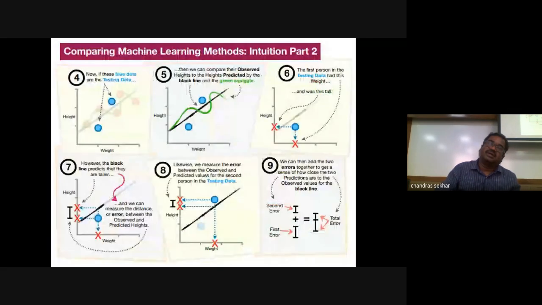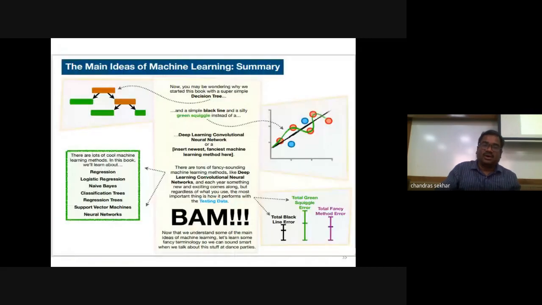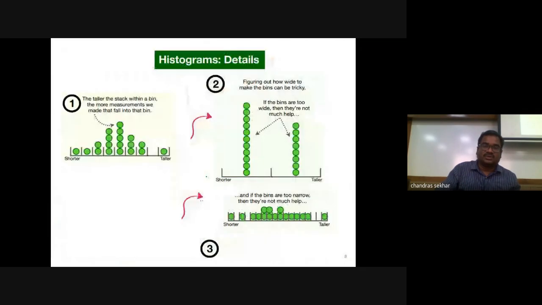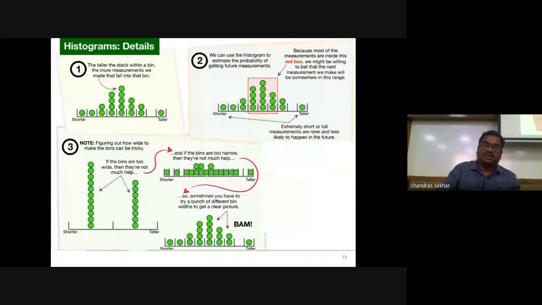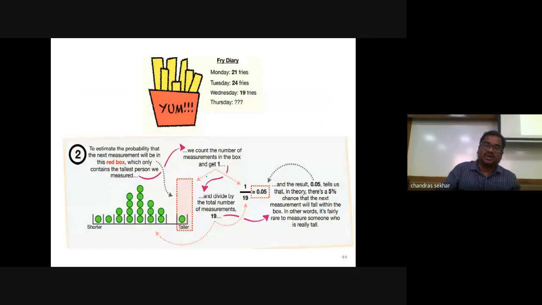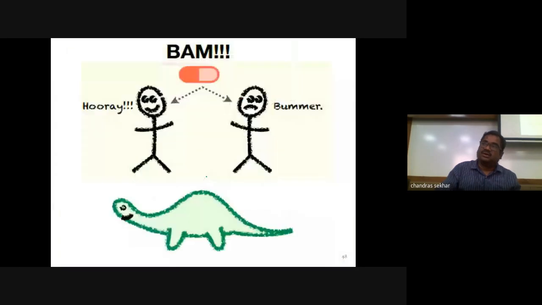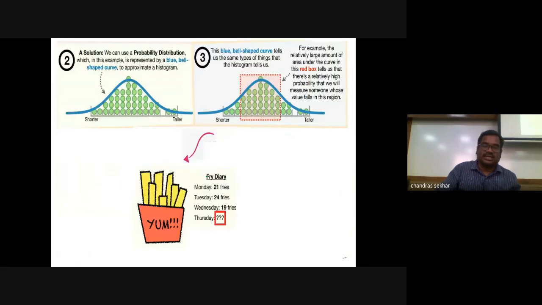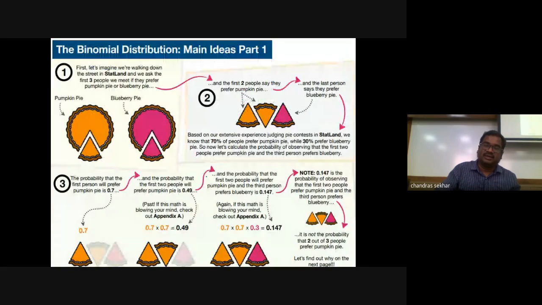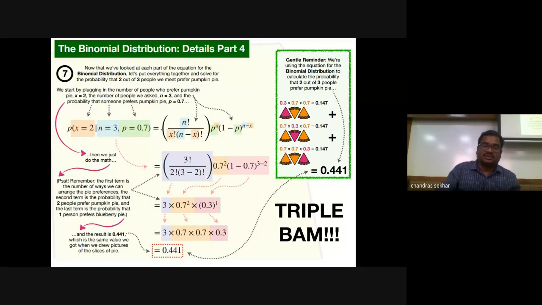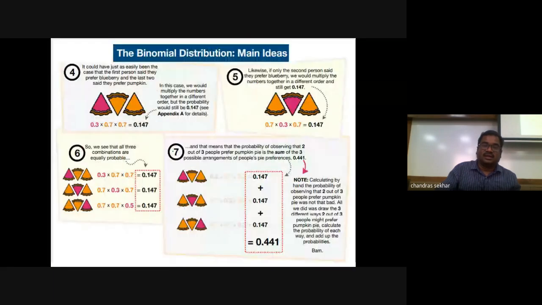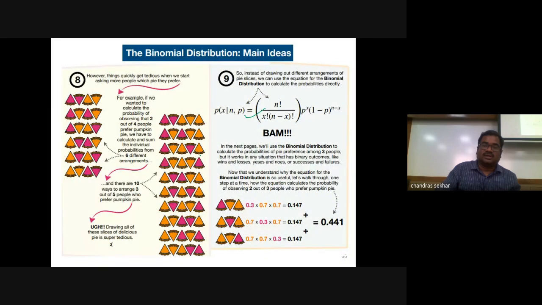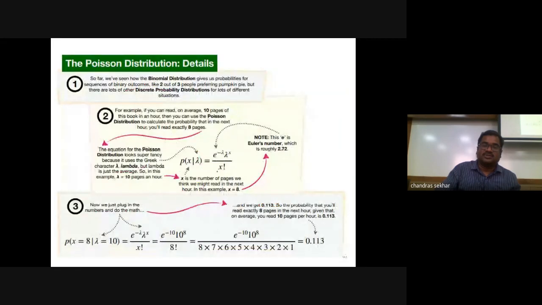Without using any mathematical formula, we can use a histogram, or map the data into probability distributions: binomial distribution, Poisson distribution, and normal distribution. Each distribution has a mathematical formula, which is itself a model. So this is one model. Clearly, in the case of Poisson distribution, this is a model.